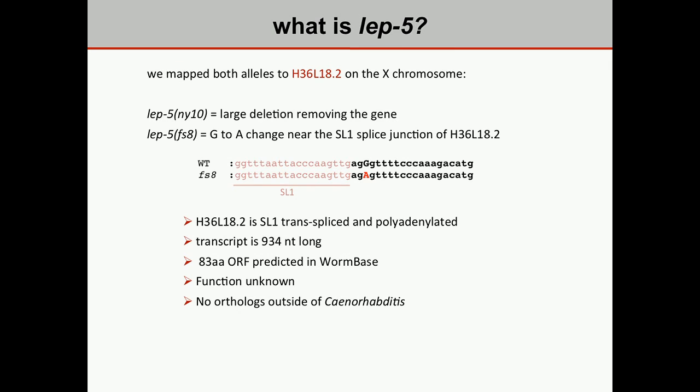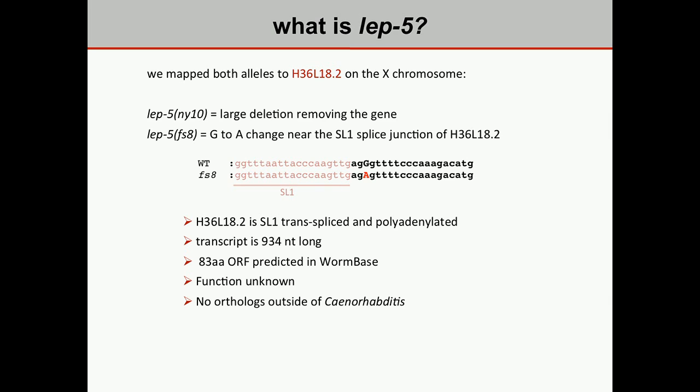So now what is LAB5? We have 2 mutants, and those were mapped to a gene H36 L18.2 on the X chromosome. We have a large deletion, which takes out the entire gene, and 1 point mutation. And there's not much known about this gene. It is SL1 spliced, and the polyadenylated transcript is a little more than 900 nucleotides.